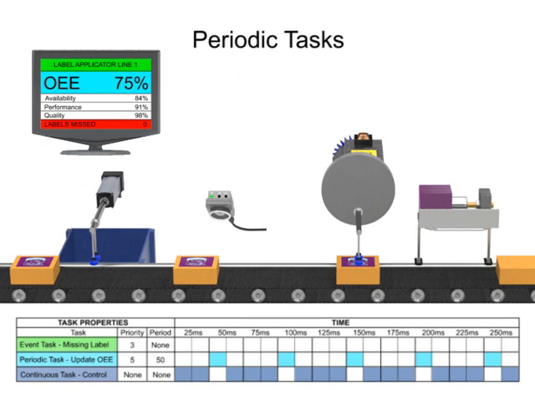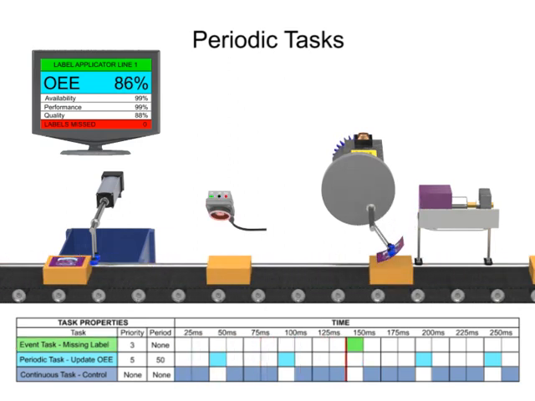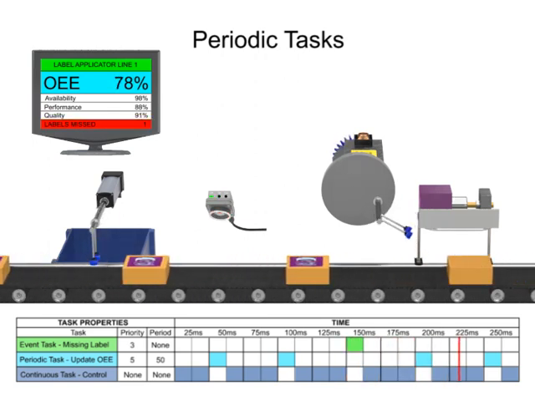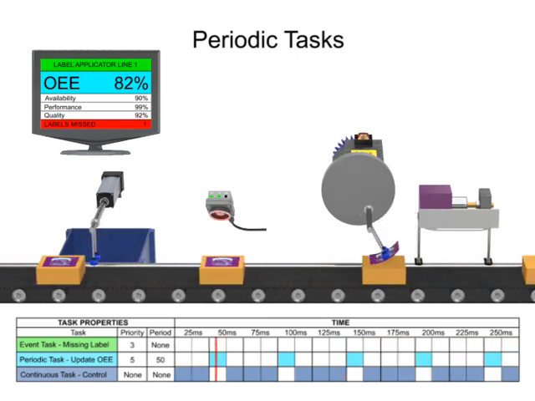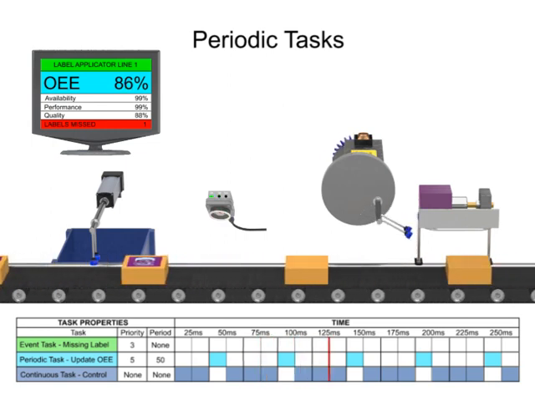To alert the production line of missing labels, an event task is configured using a vision sensor. Each time a missed label is triggered, the event task is executed, incrementing a counter on the display screen. In summary, tasks are executed one at a time depending on their priority, and only one task is continuous.